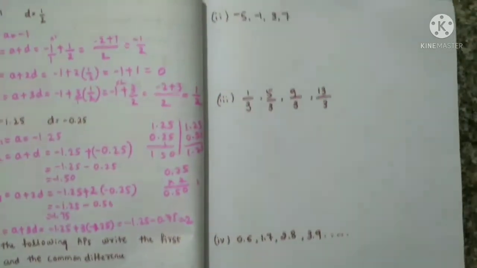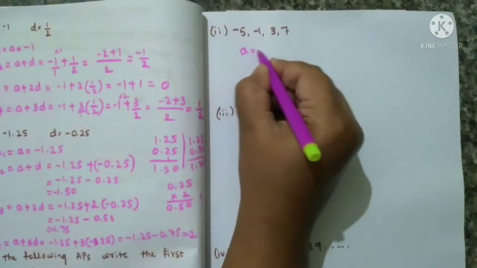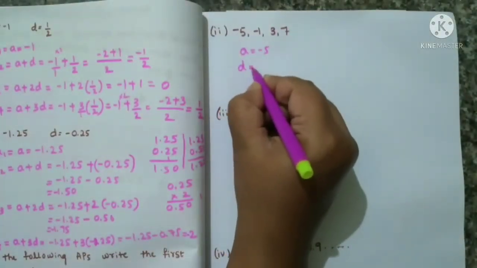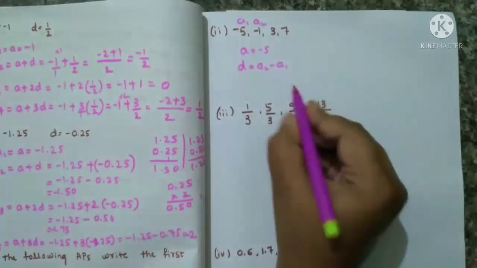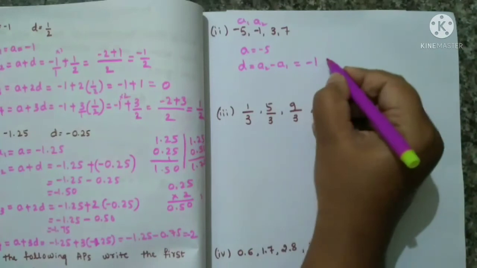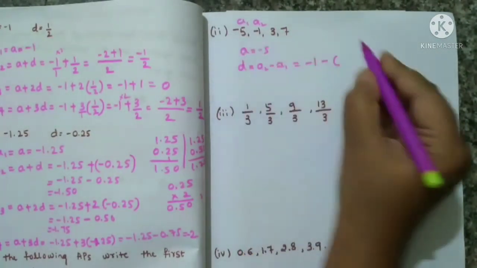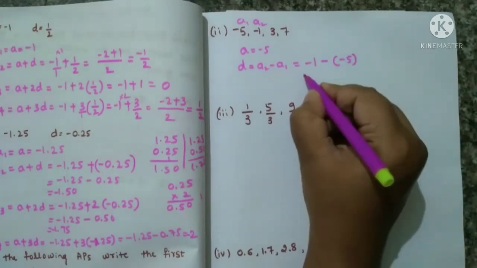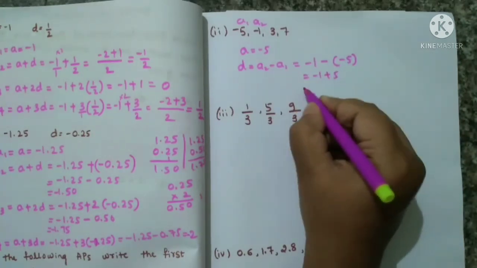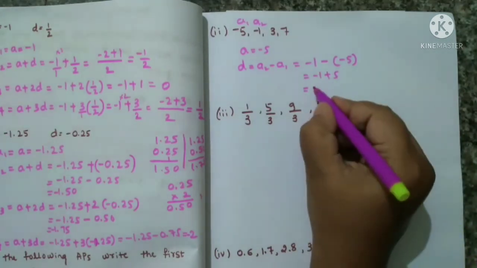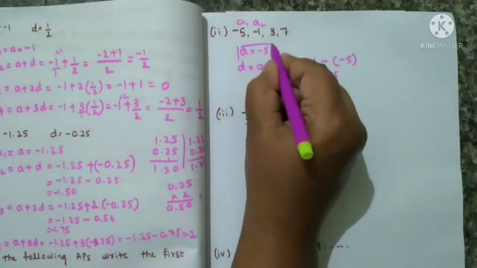Then, second sum. A is minus 5. D is A2 minus A1. This is A2. This is A1. So what is A2 here? Minus 1. Here also minus is there. In the sum also, the number is having a minus sign. So minus 1, minus into minus is plus 5. So minus 1 plus 5 is 4. So common difference is 4. First term is minus 5.